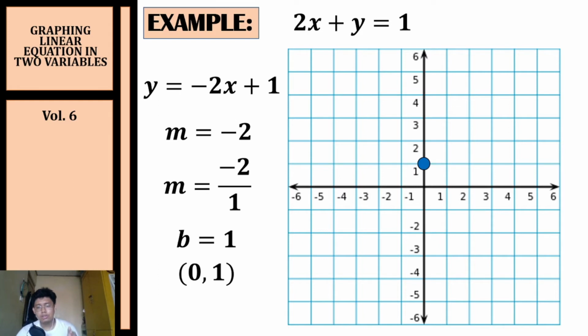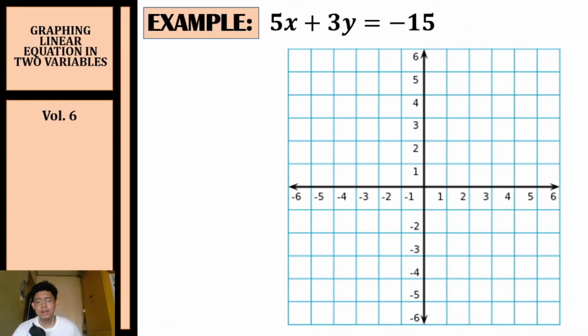And then, let's use the slope to get the next point. Since we have negative 2 as our numerator, we're going to move 2 units going down. Then, our denominator is positive 1. So we're going to move 1 unit to the right, and that will be the location of our second point, and we can now connect the 2 points to form our graph. So this is the graph of the equation 2x plus y is equal to 1. Alright, let's have another example. For example, we're going to graph the equation 5x plus 3y is equal to negative 15.